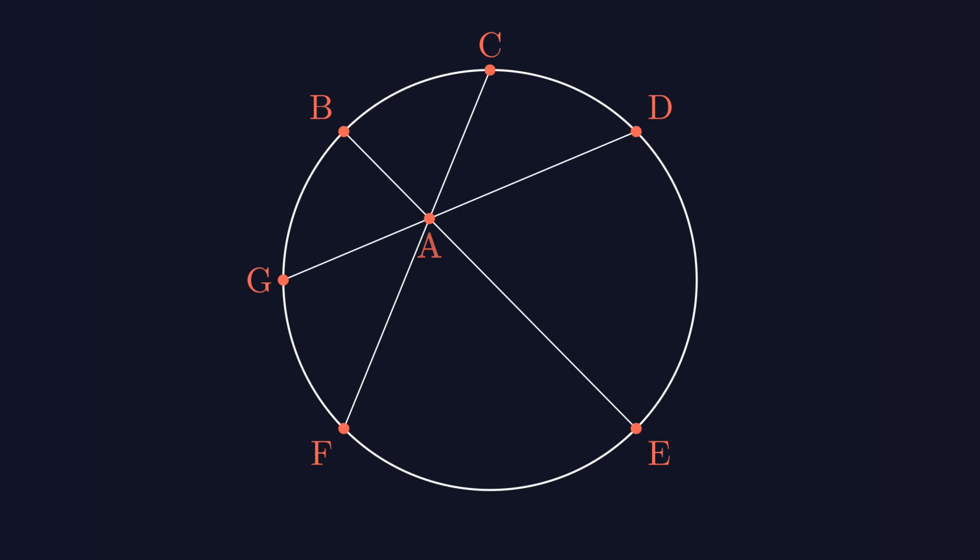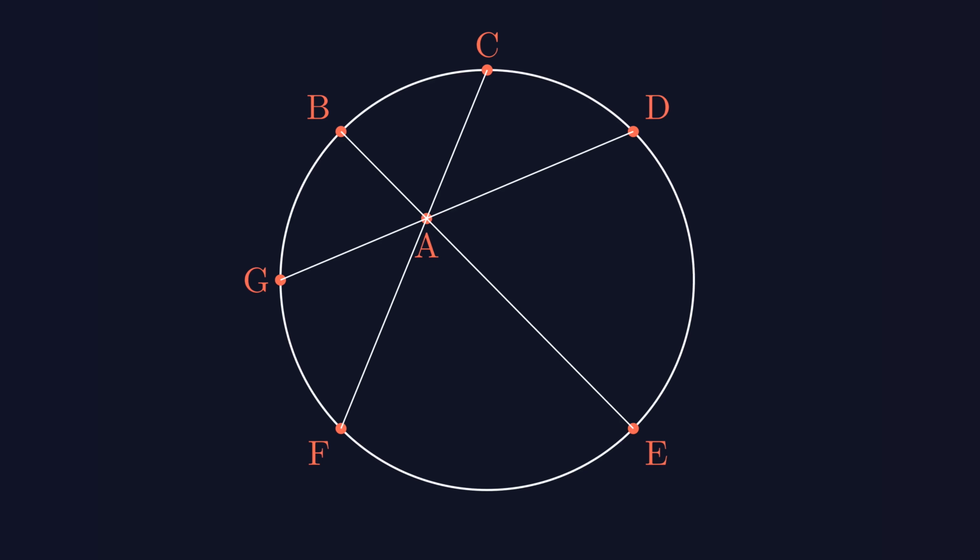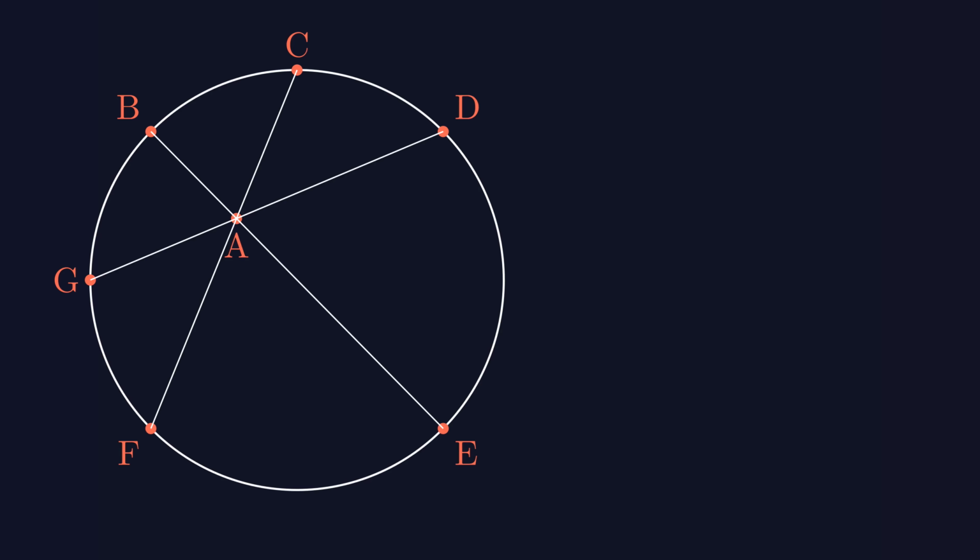Now for the next diagram. We have three lines intersecting the circle and all meeting at a single point. There's another important relationship here. The products of the two segments on each line are equal. Let's prove it so that it stays in mind.